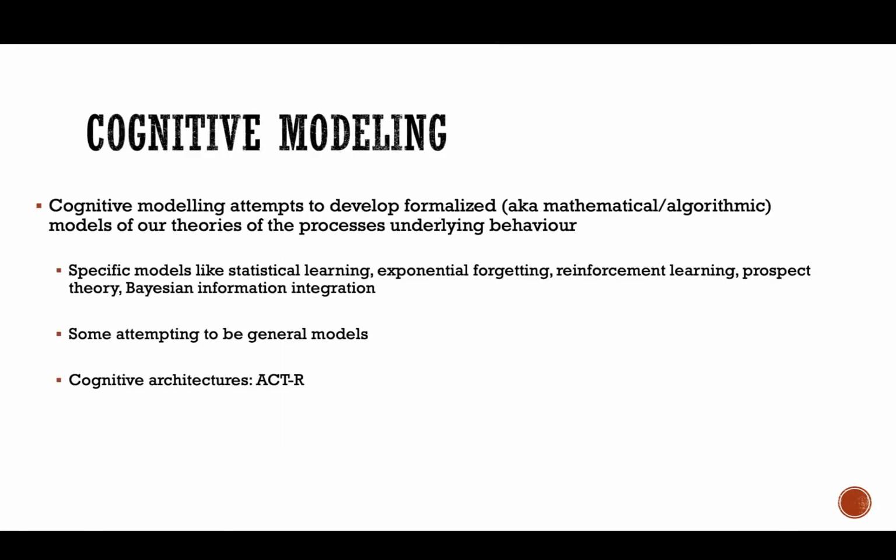Okay, so cognitive modeling, we said it's an attempt to develop formalized, that is, mathematical or algorithmic models of our theories of the processes that underlie behaviors. In many cases, most of the computational modeling that you see around and that we will implement are specific models, specific tools that started, at least, or still want to describe a very specific cognitive process: learning seen as a process of statistical learning, or a process of reinforcement learning, or memory seen as a process of exponential decay, or decision making as a process of evaluating the risk, the potential loss, in prospect theory, or perception as a process that integrates what you already know, your prior, with what you're receiving from the world, your likelihood.